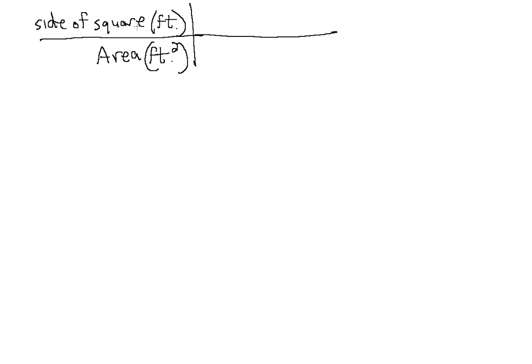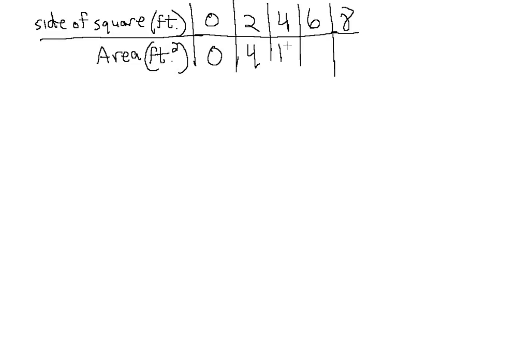Area is a function of the side of a square, and we're going to define the domain as 0, 2, 4, 6, and 8. And the area is respectively 0, 4, 16, 36, and 64. Okay, so we have these values and we want to see what the graph of this function looks like. So let's go ahead and do this.